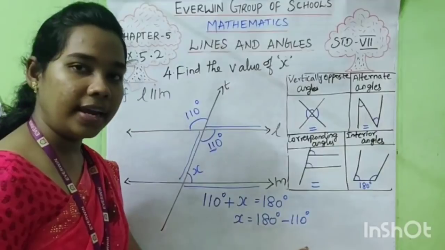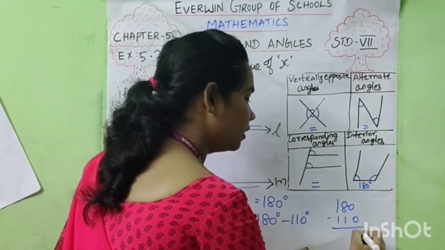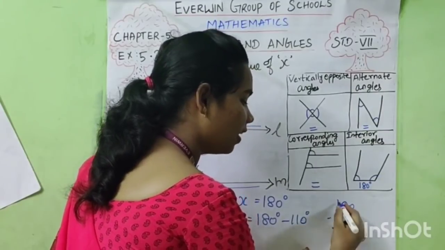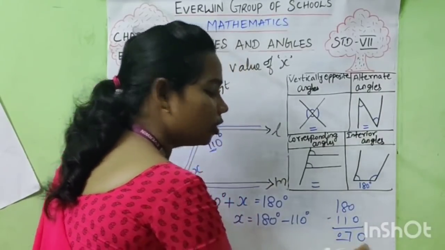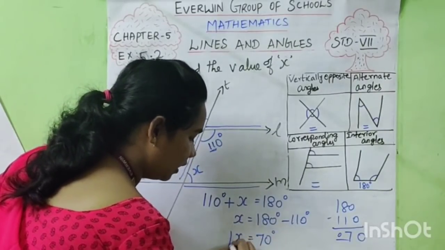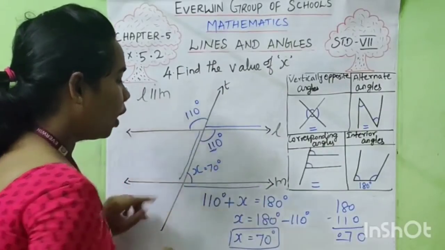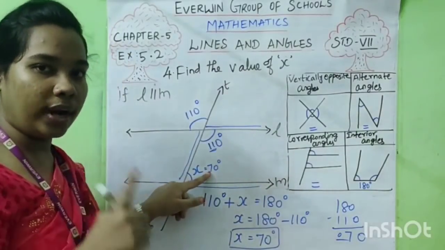What is 180 minus 110? 8 minus 1 is 7. 1 minus 1 is 0. So, 70 degree. So, X is equal to 70 degree. So, this X is 70. Now, 110 plus 70 is 180 degree.